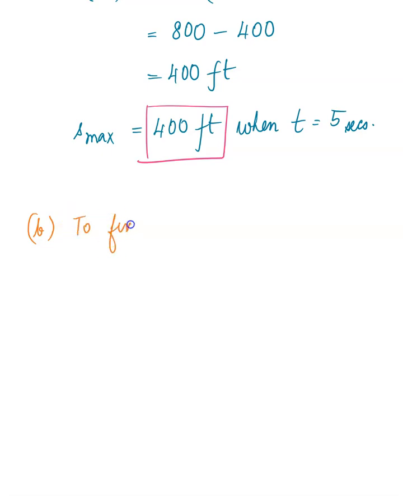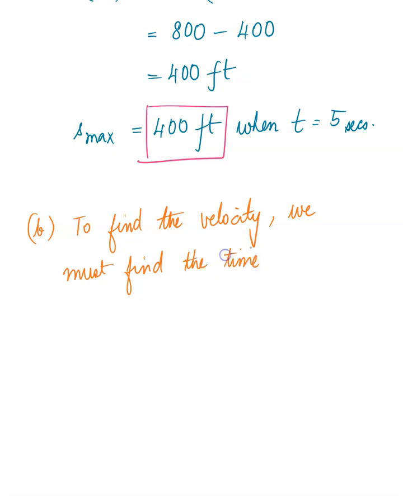So we need to find the velocity. We must find the time it takes, because once we find the time, we can plug that in the velocity function and find the velocity. So we need to first find the time it takes to reach that 256 feet, up and down, up and down.